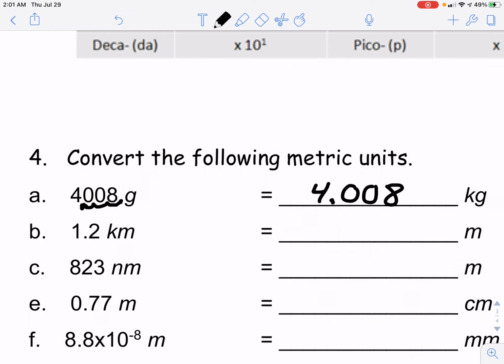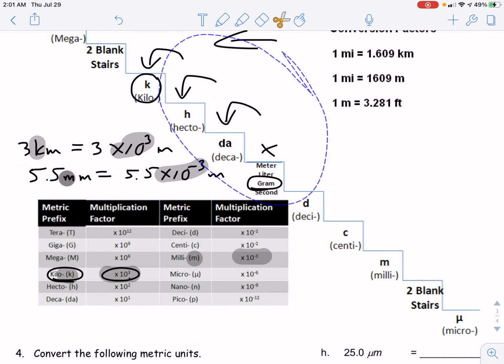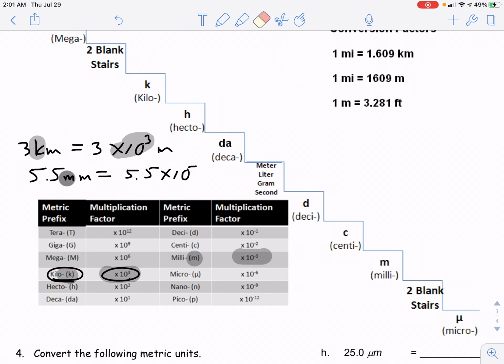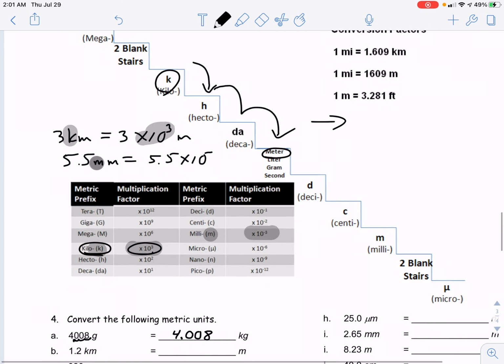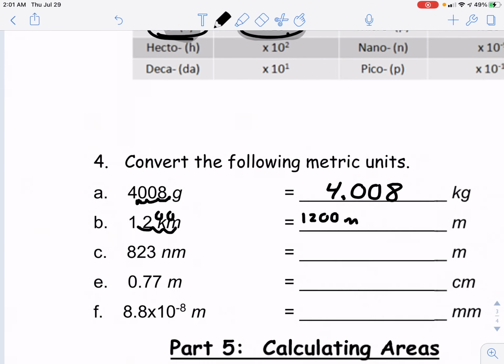All right, letter B, I'm going to show you 2 ways. If we take the stairs, we're going to go from kilometers to meters. Kilo is up here. Regular meters is down here. So we're going to go down 1, 2, 3 stairs, which means going down the stairs is moving the decimal to the right. So I would go 1, 2, 3, put in a couple 0 placeholders, and I get 1,200 meters. So 1.2 kilometers is 1,200 meters.